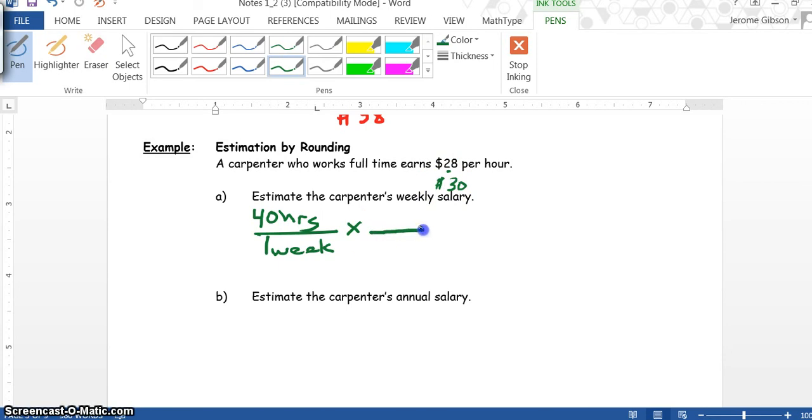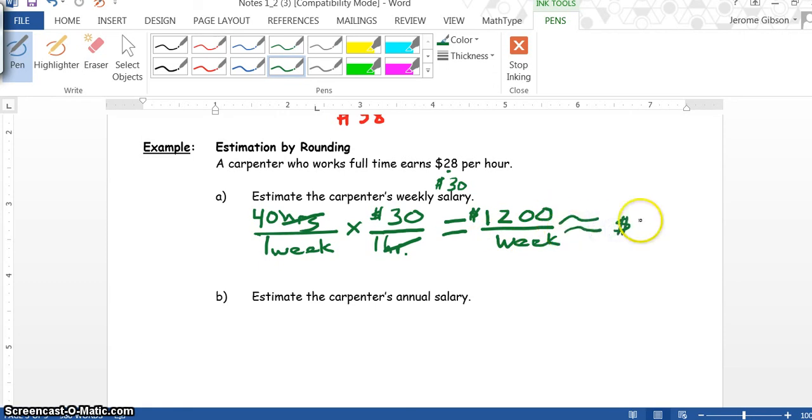So now we have that the carpenter makes approximately $30 per 1 hour. If you notice here, we can simplify out hours and hour. Now we multiply 40 times 30, which is $1,200, and a week times 1 gives us a week. So it'll be $1,200 per week. It should be written as approximately $1,200.